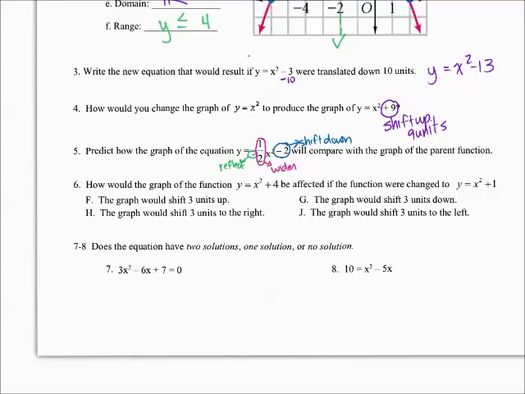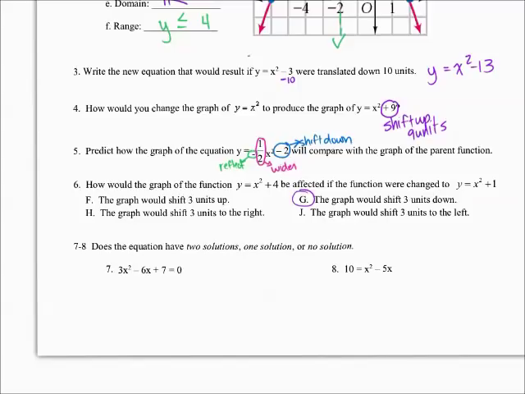When we look at number 6, we're still comparing. And we want to know how would the graph of the function x squared plus 4 be affected if it were changed to x squared plus 1. So we're going from a +4 to a +1, so it's going to shift down 3 units, which would be G.